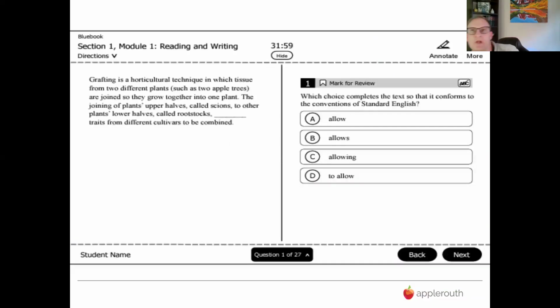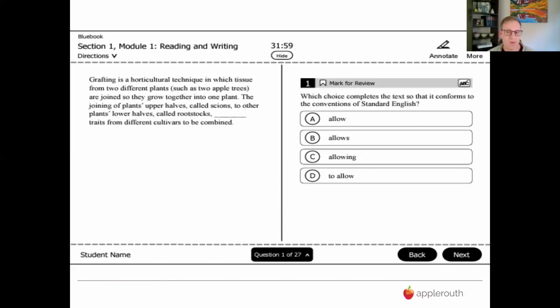So let's spend a moment here. This is what you'll see as soon as you start the test. This is the first page. You can see 32 minutes is clicked down to 31:59 on top. You can hide that on test day on Bluebook. Most people don't, but if it makes you anxious, you can hide it, at least for a while.